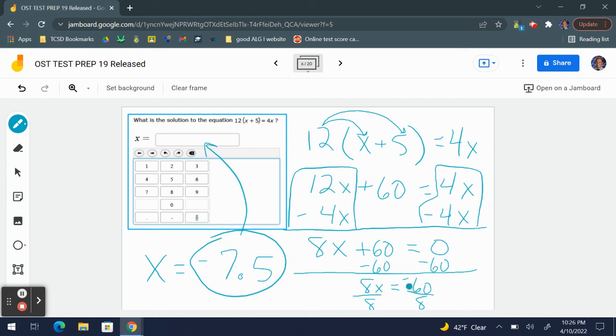This 60 is negative. If you don't go negative, that means you went the wrong direction. Negative on the x-axis is go left. If it was positive, you would have gone right and you'd be in the wrong spot. All right. Hopefully that makes sense.